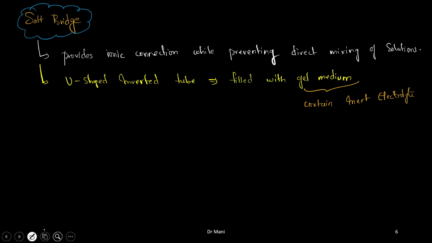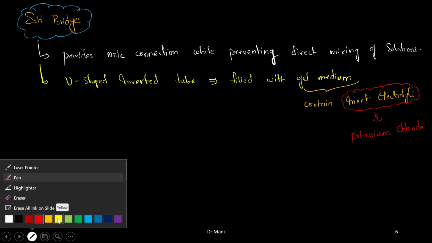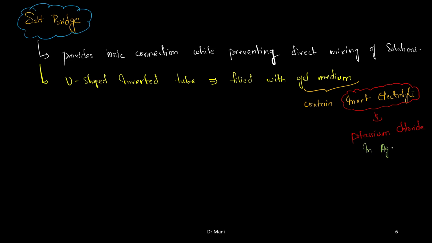And what is this inert electrolyte that we use here? It is potassium chloride, in agar jelly. Notice this as well. So remember the U-shaped inverted tube is filled with a gel medium that contains the inert electrolyte, which is potassium chloride, commonly used in agar jelly. I'll explain what is the use of this agar jelly, what is this inert electrolyte, and why it should be filled with this gel medium.